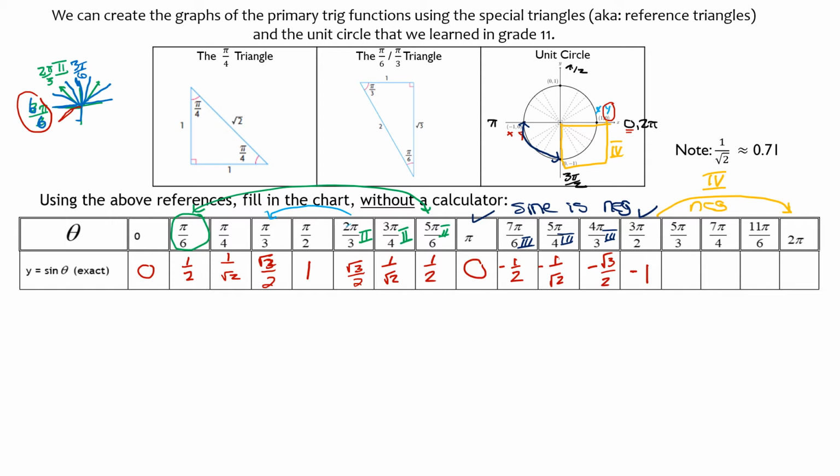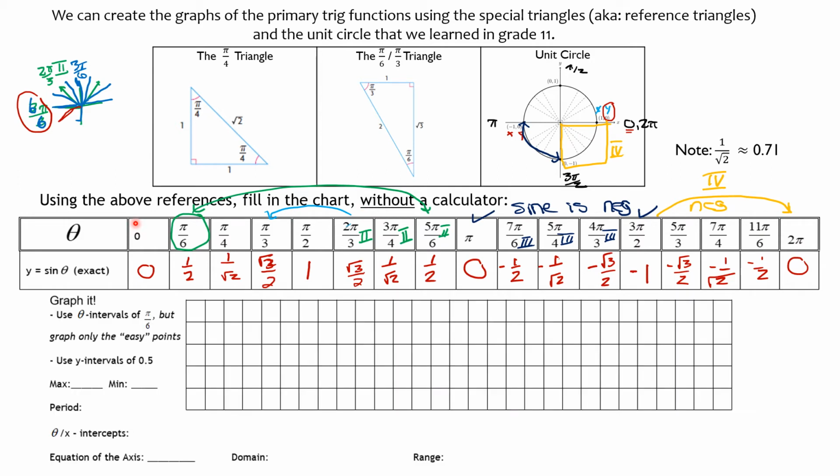I want you to press pause and fill in this chart yourself and then come back and look at the answers. So there's the rest of your chart, and we did this in grade 11, except our independent variable was degrees, and these were all just degree equivalents, and we used them to graph the sine wave. So we're going to graph it now. We're going to use theta intervals of pi over 6, but we're only going to graph the easy points. So what I mean by that is, pi over 4 and 1 over root 2, that's kind of hard to graph. I'll show you what I mean.